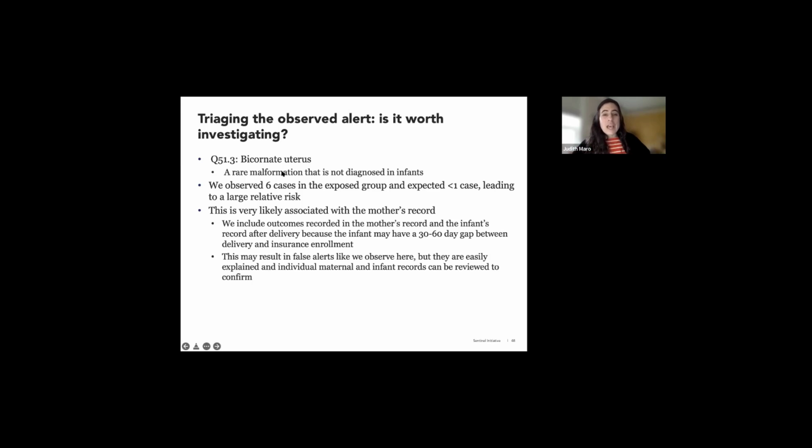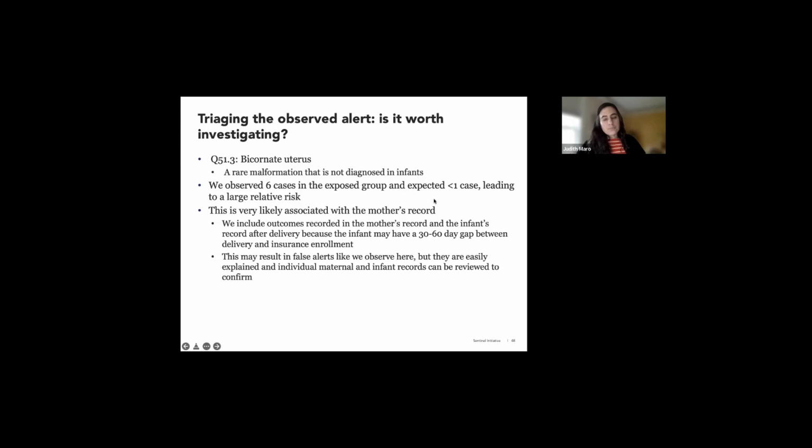It's essentially a malformation associated with the mother, and it's actually being marked because it's harder for that mother to deliver. And so we saw 6 cases in the exposed group, but we expected very few, which led to this large relative risk and an alerting. When we investigated this, we found all 6 cases were in the mother's record.